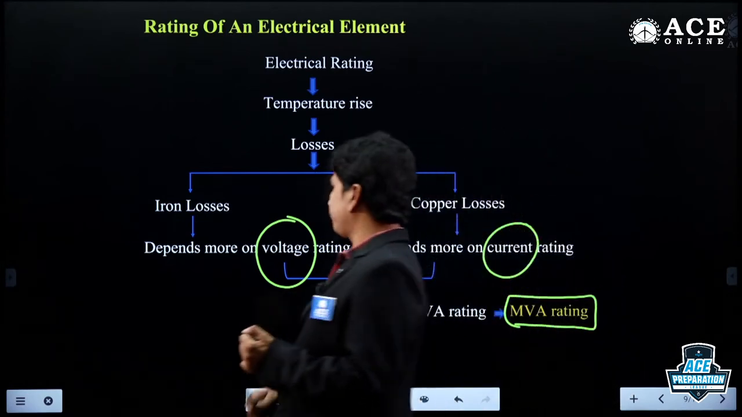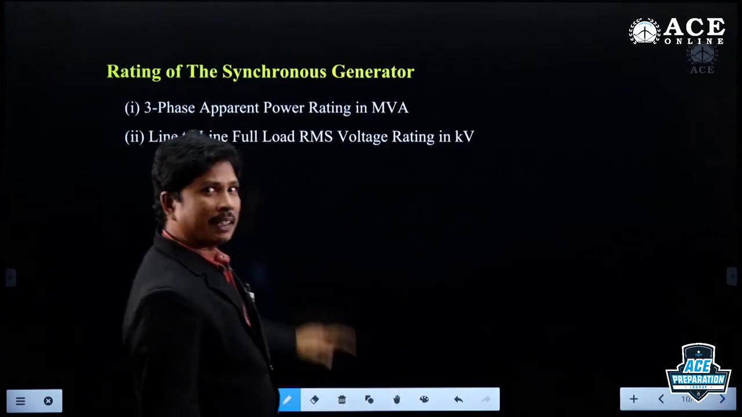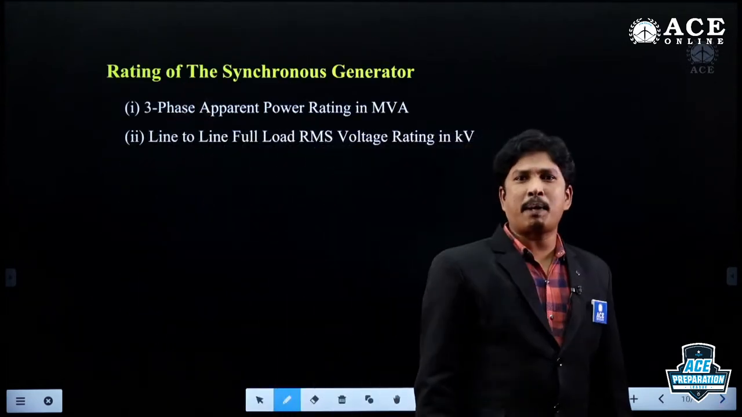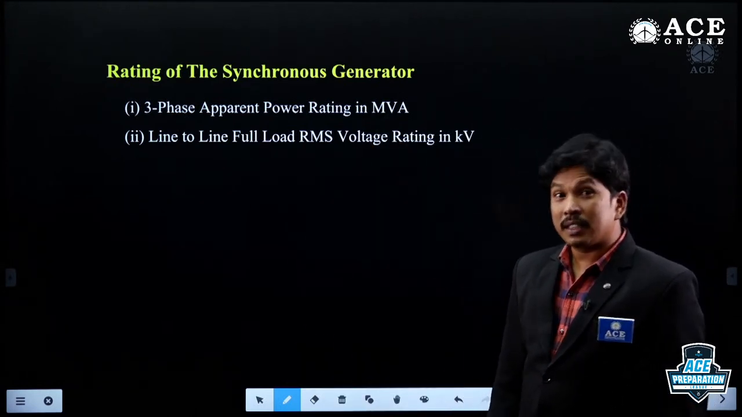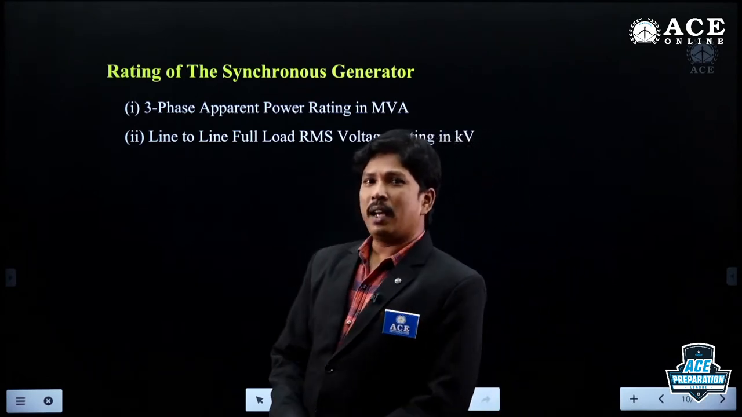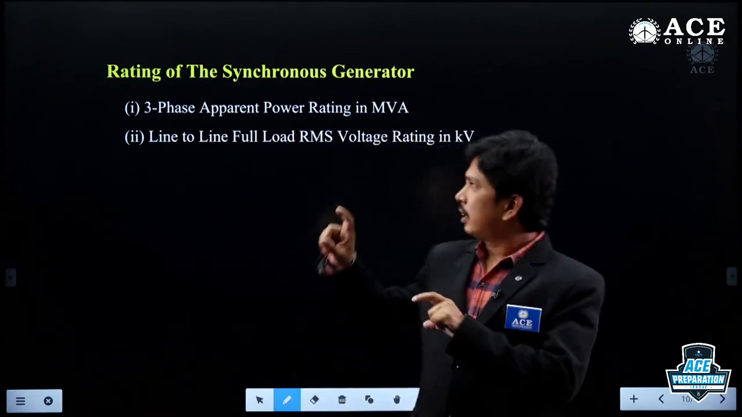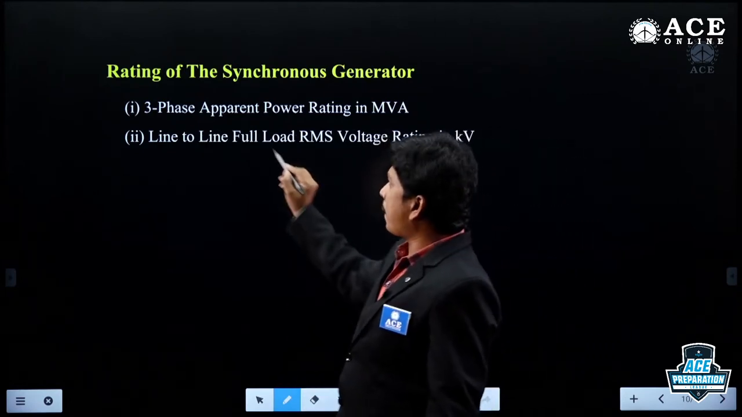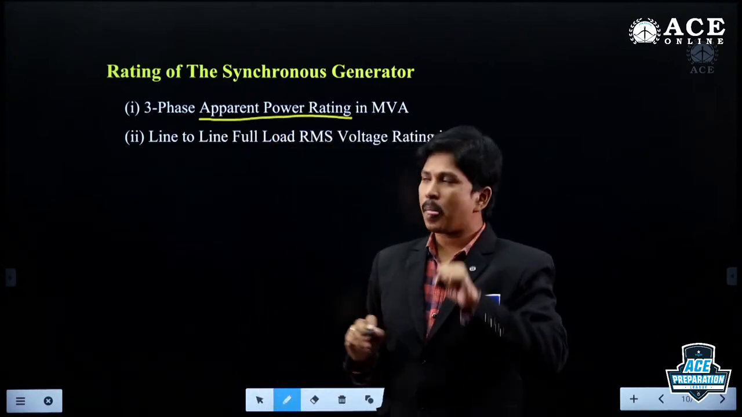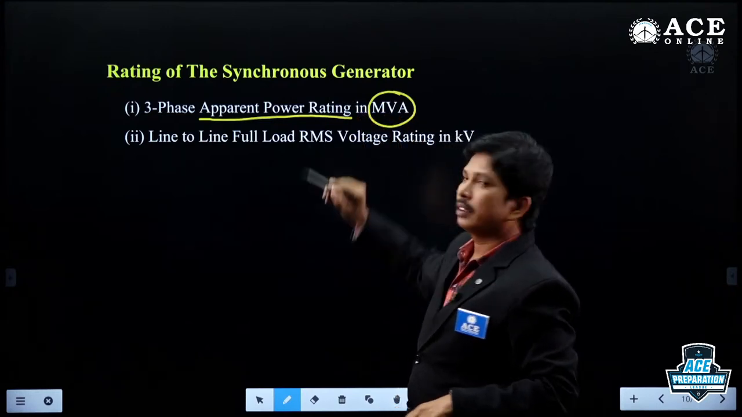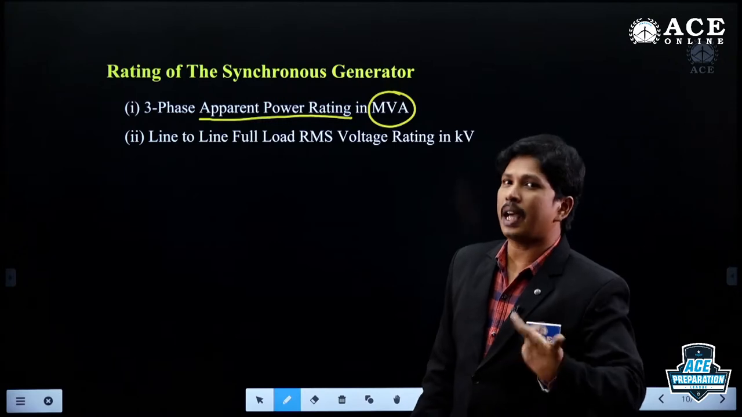Clear? Now, coming to the first element, the best source. What is the best source here? The synchronous generator. The rating of the synchronous generator. While studying the synchronous generator, the first rating, already discussed, is the three-phase apparent power rating. So what is the unit of apparent power? Volt ampere. As the size increases, it will be megavolt ampere.